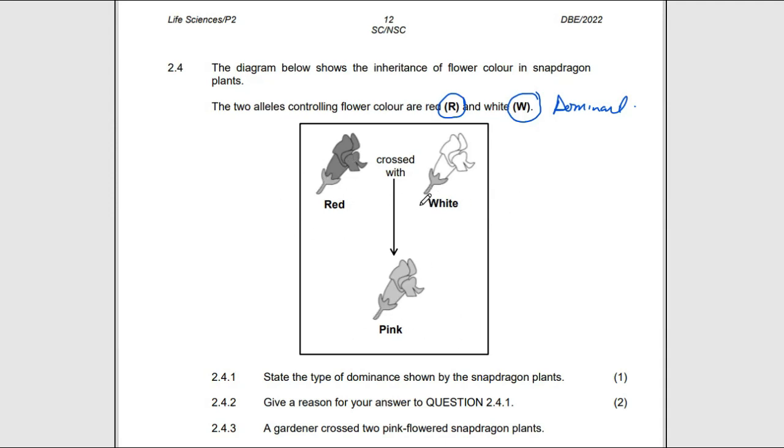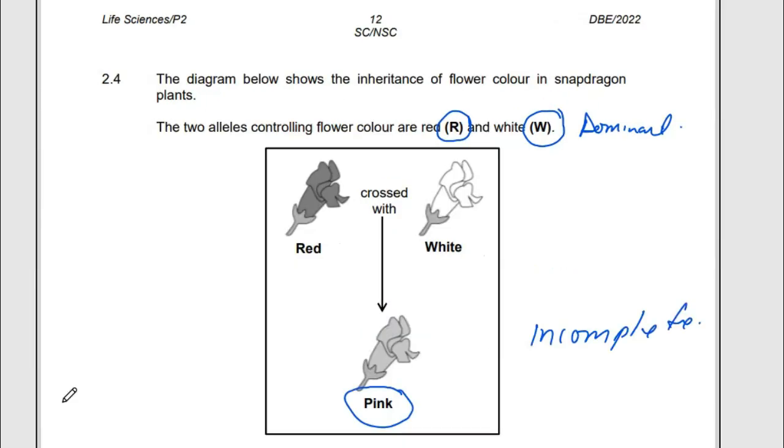So pink is neither red nor white, but is an intermediate between the two. So the type of dominance which is there, the moment you get an intermediate, neither of the parent colors produced in the offspring, it means that that kind of dominance is called incomplete. It means that red is neither dominant over white and white is neither dominant over red.